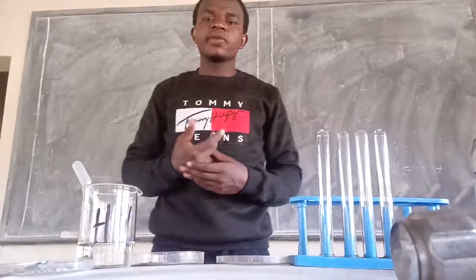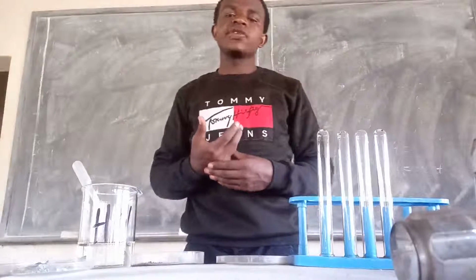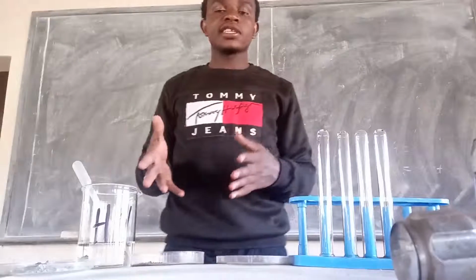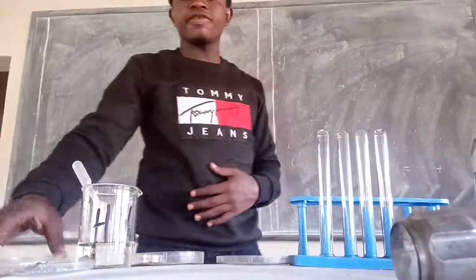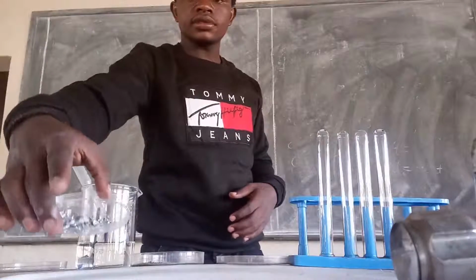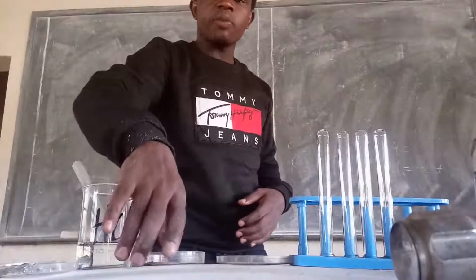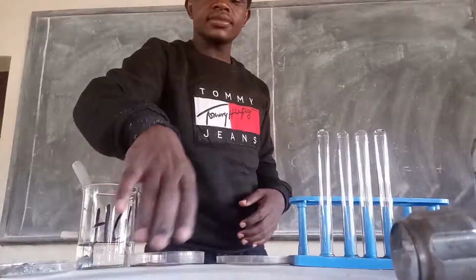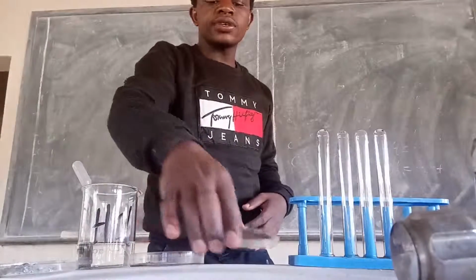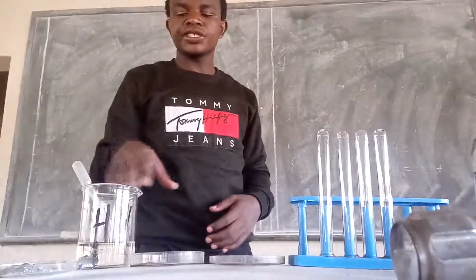In this video I'm going to talk about how hydrochloric acid reacts with different metals, and I have some metals that I'm going to use. I have magnesium, I have zinc, I have copper, and I have iron. So I have 4 metals that I'm going to use.